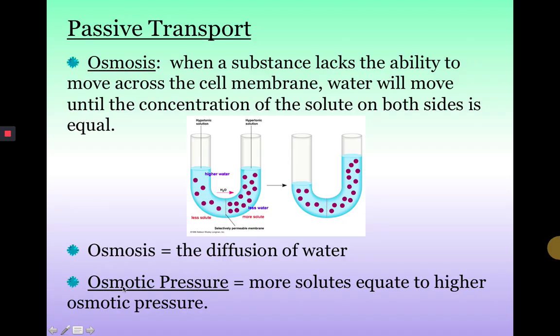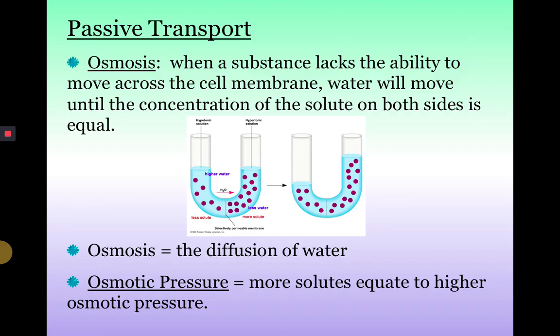Osmotic pressure is defined as: more solutes equate to higher osmotic pressure. So more solutes is going to draw water. That's osmotic pressure. You're drawing the water in. The more solute, the more water you drag in, because it's trying to balance. So we can see if we count, there are more purple on the right-hand side here than on the left-hand side. That's what makes this a hypertonic solution. That's going to pull the water this way because what you're trying to do is equalize concentrations.